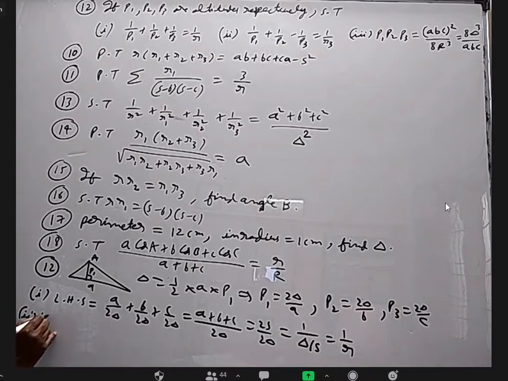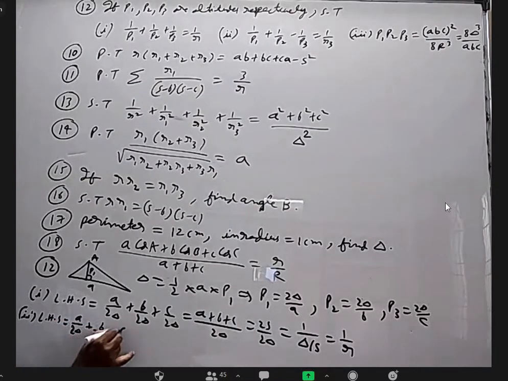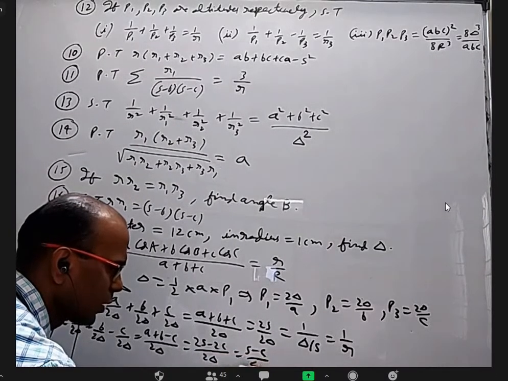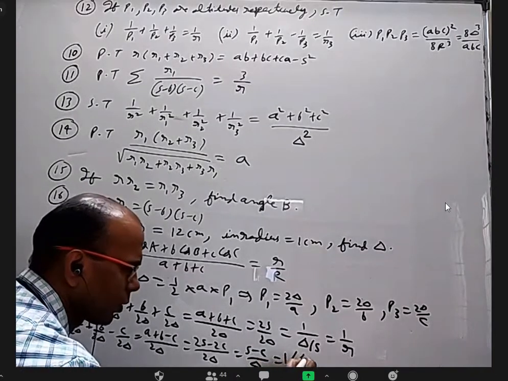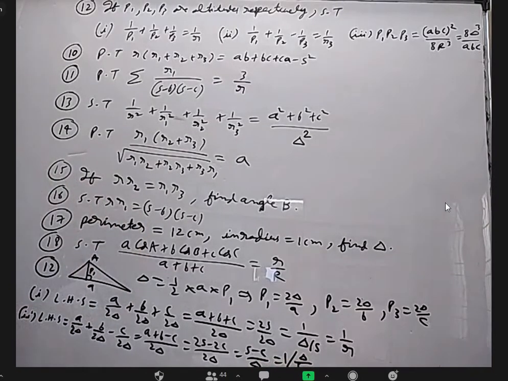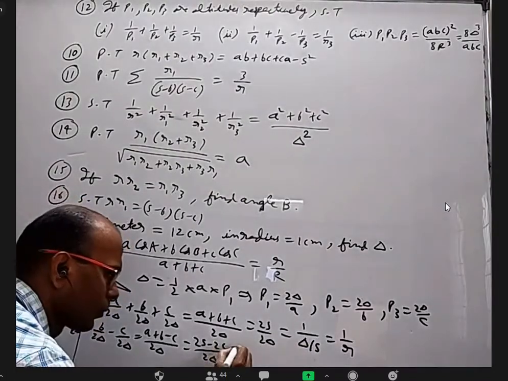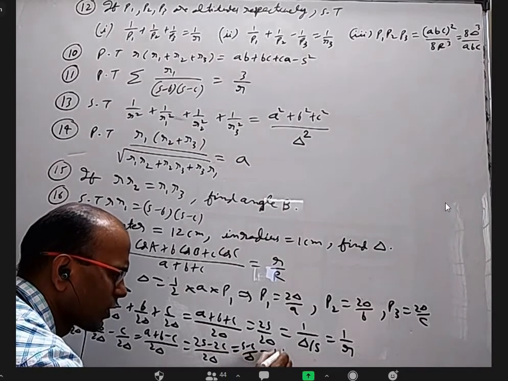Roman 2, if we start with LHS, it is A by 2 delta plus B by 2 delta minus C by 2 delta. That will be A plus B minus C by 2 delta, which is 2S minus 2C by 2 delta. If we cancel 2, it is S minus C by delta, which is 1 by delta by S minus C. It is actually the reciprocal of R3.